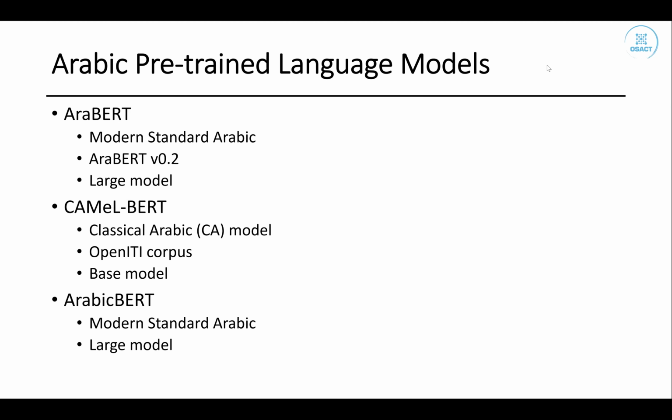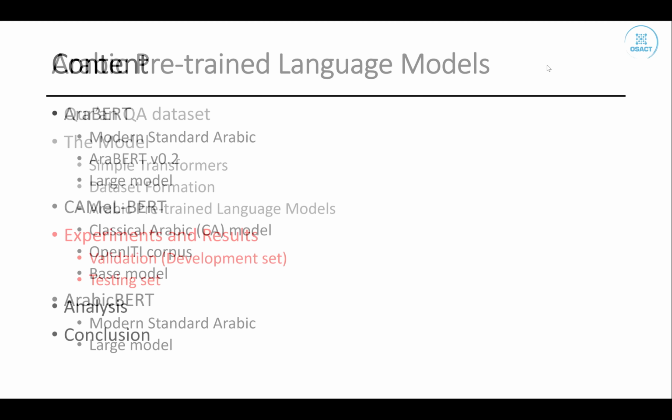The three models that we used are AraBERT, CamelBERT, and ArabicBERT. You know them by now. For the AraBERT, we used a large model. For the CamelBERT, we used the classical Arabic base model. For the ArabicBERT, we used the large model. And we will speak on that in the error analysis part.